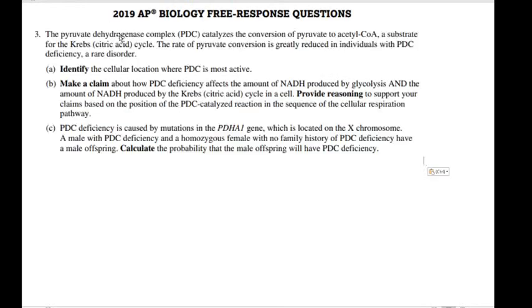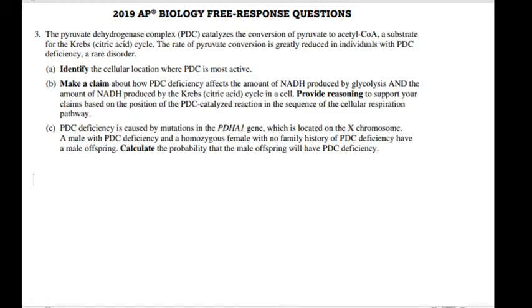We are going to start with a practice problem from the 2019 AP exam, and let's see if I can actually get this to show up the way that I want it to. There we are. That'll do. So this one is looking at the action of an enzyme, it's looking at metabolism and energy, and it's looking a little bit at genetics.